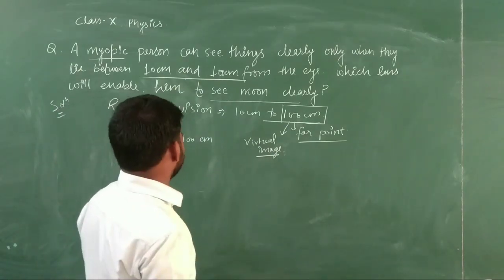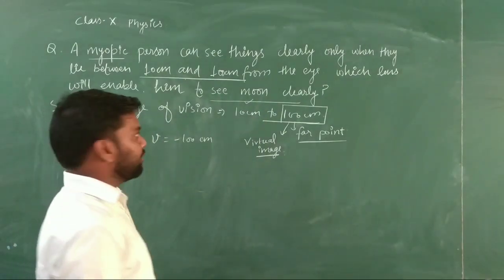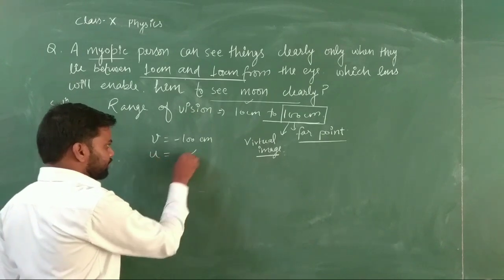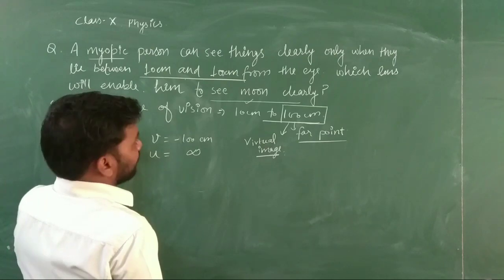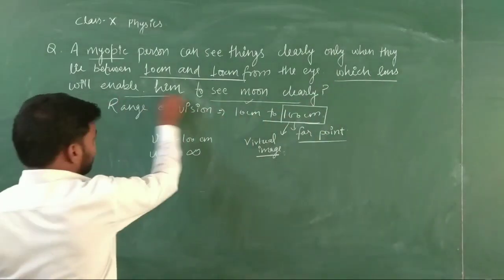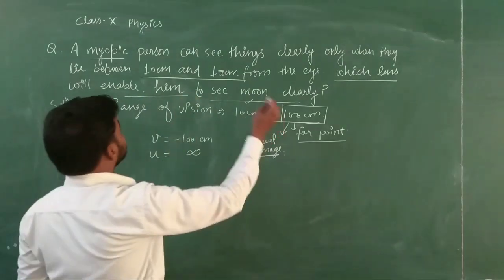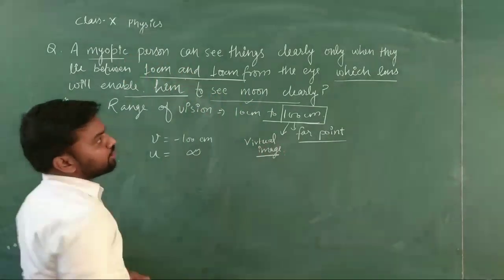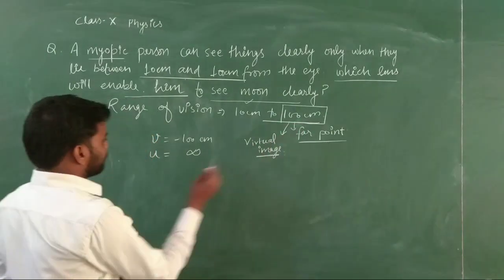But we know that the moon is at a very large distance, and we don't know that distance. So definitely we will write u as infinity. The question asks which lens will enable him to see the moon clearly. So we need to use a lens which makes him able to see that object, and that lens will be a concave lens. But we need to find out the focal length of that lens also.